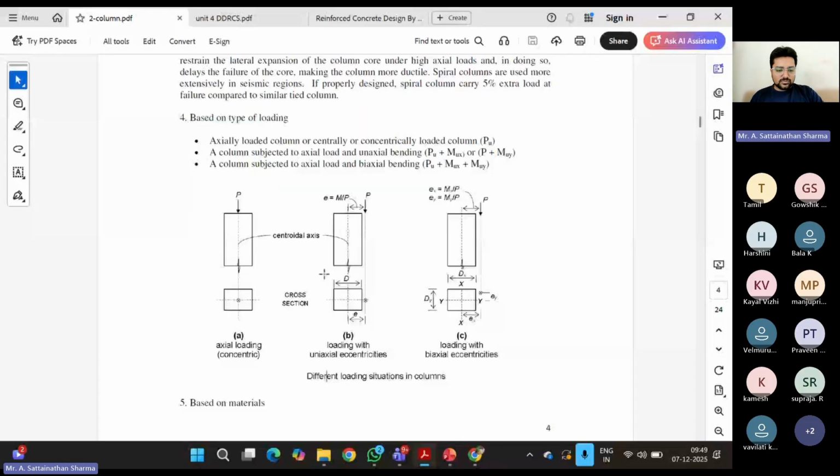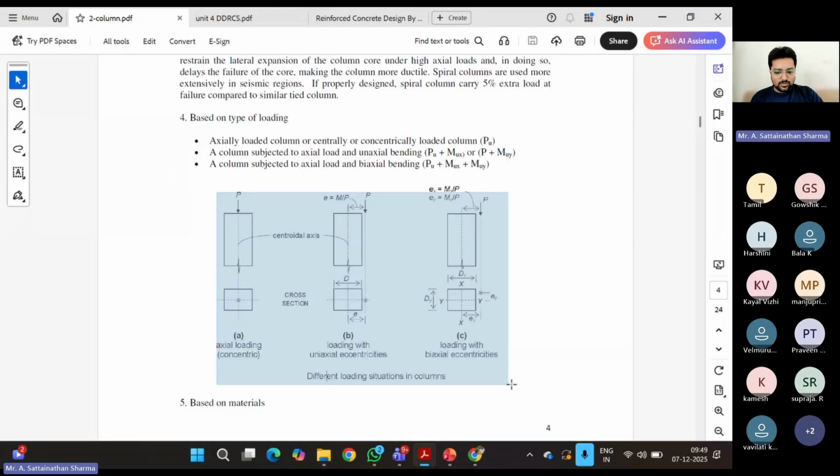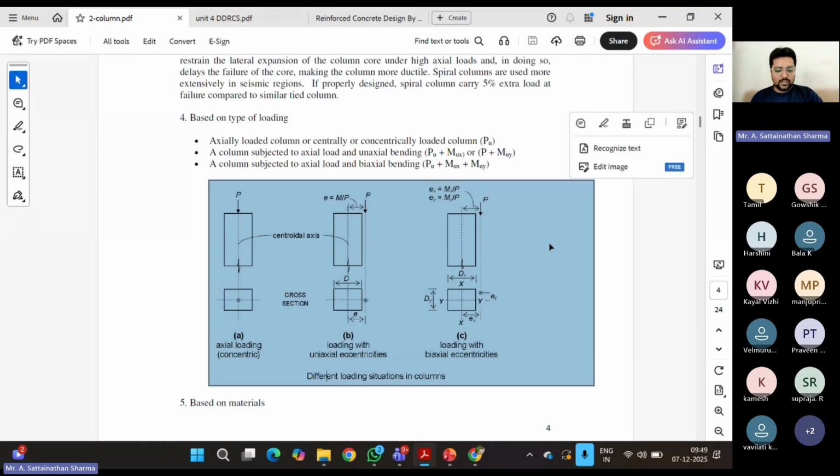Then based on the loading, this diagram easily explains what it is all about. Axial loading: the load will be acting exactly at the centroid of the column, a concentric load. Then that is called axial loading. Then if it is acting at some distance E, which we call eccentricity, and if it is acting along one eccentricity for only one direction, then it is uniaxial loading. What happens if I am having a load away from the center? There will be a distance.